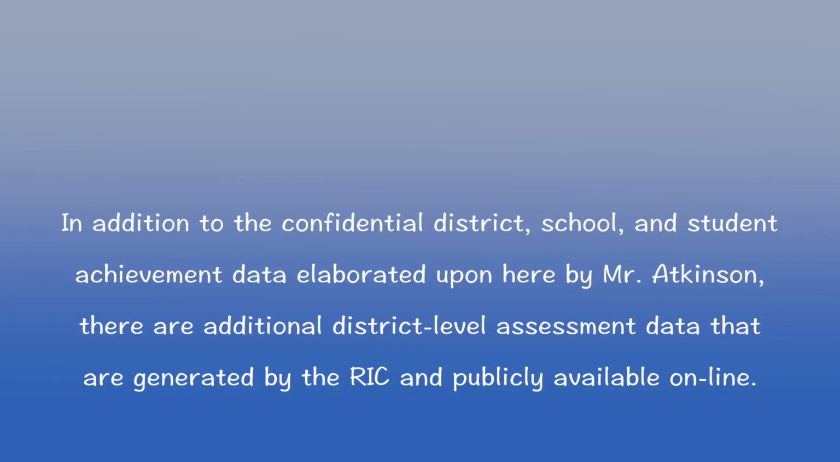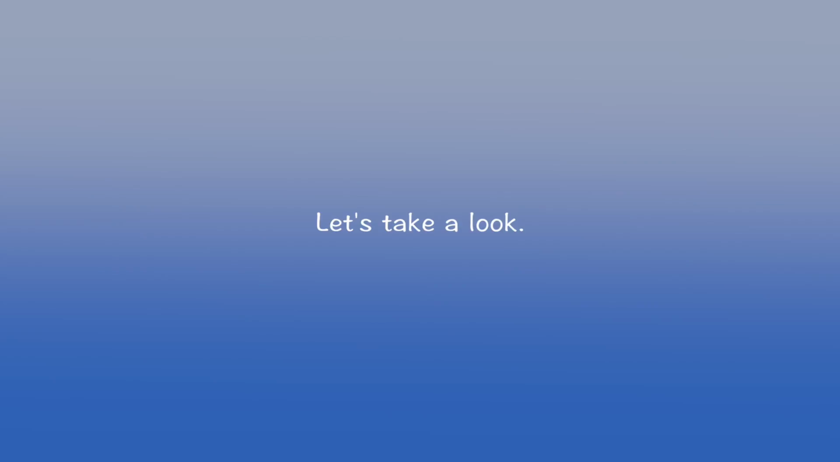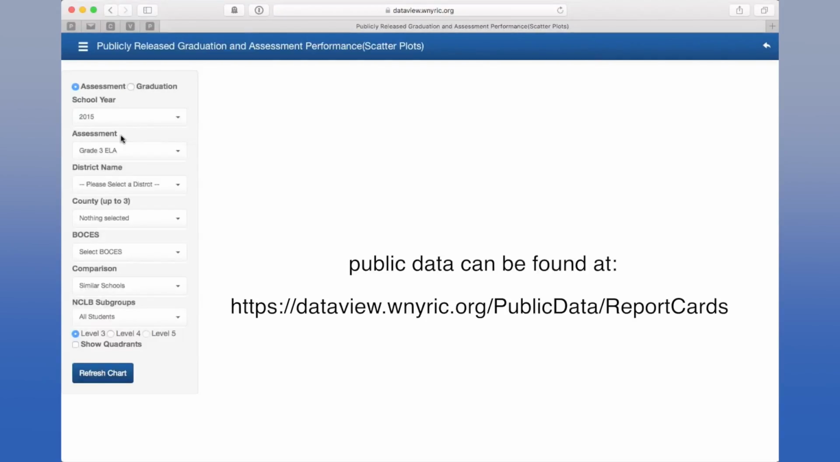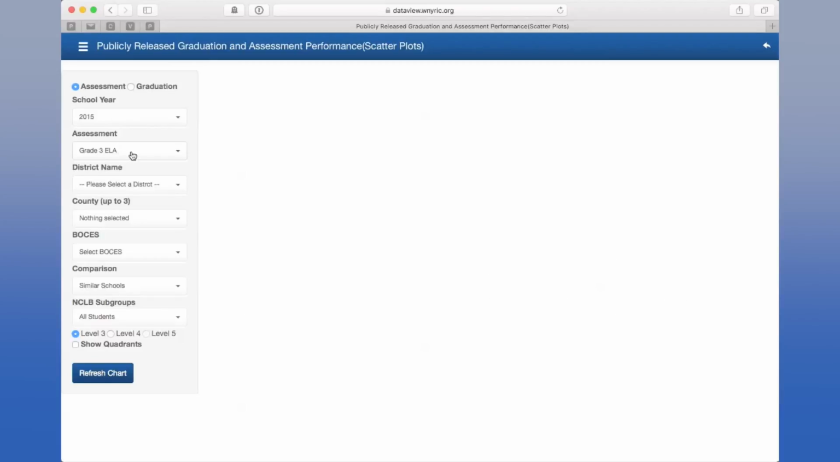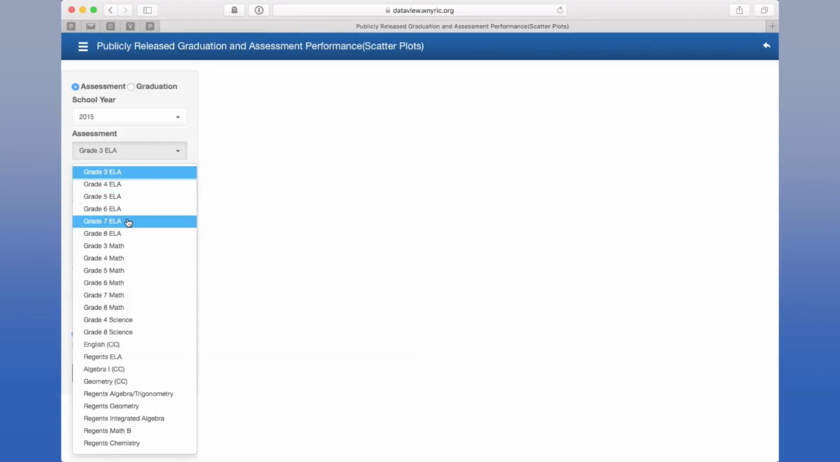In addition to the confidential district, school, and student achievement data elaborated upon here by Mr. Atkinson, there are additional district-level assessment data that are generated by the RIC and publicly available online. Let's take a look. Any interested party can find the data by linking to this website address. Here you will find 3 years' worth of student learning data on every New York State standardized test, including grades 3 through 8 English language arts and math and all secondary level Regents examinations.